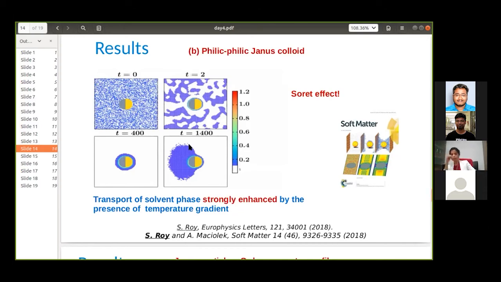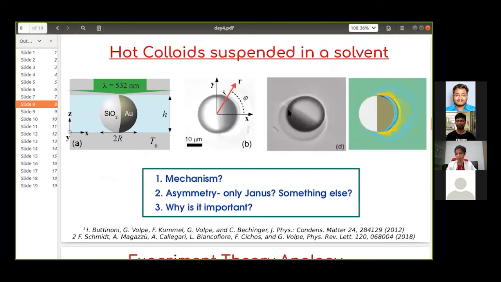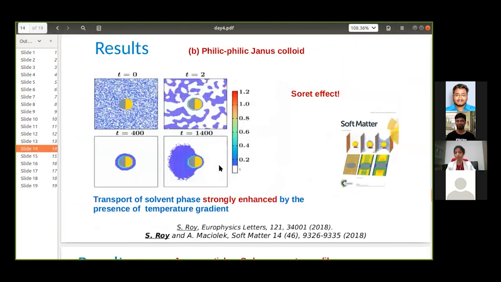All right. So if you remember in one of the introductory slides, I raised the question that this asymmetry in the structure, which you see, is it only because of the fact that the colloidal particle is Janus, or there is something else? And the answer is clearly that it is highly asymmetric because of the presence of a temperature gradient. Okay.